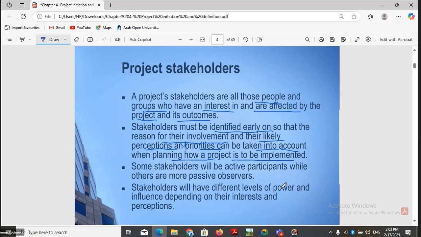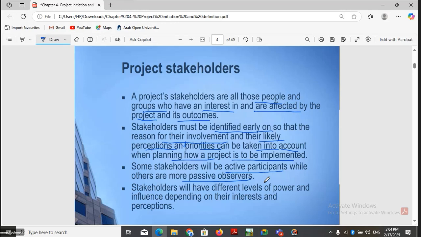And then we can start working on the planning and the implementation of the project. So we must identify the stakeholders. Some stakeholders will be active participants, while others may be passive observers. Active participants means the stakeholders are participating in the project actively. So they do activities, they may watch the activities, they may give some feedback, okay, on all.